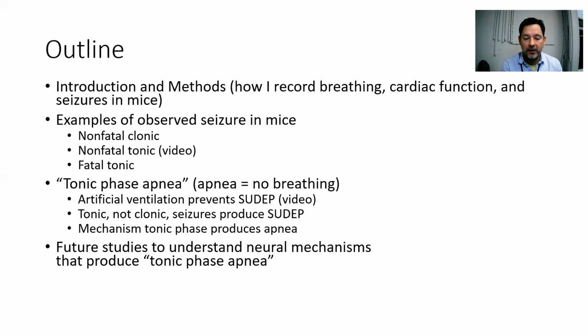And then I'll sum up with a couple of slides of where we're going from here, to try to understand how the brain causes these negative things to happen, and what we might do, at least in the mice for now, to mitigate that.